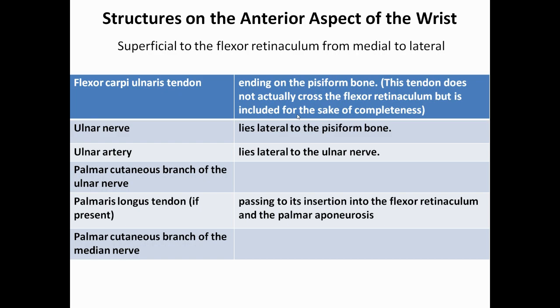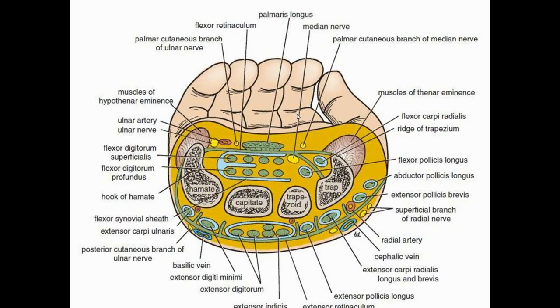Structures on the anterior aspect of the wrist. There will be flexor carpi ulnaris tendon, ulnar nerve, ulnar artery, palmar cutaneous branch of the ulnar nerve, palmaris longus tendon, and palmar cutaneous branch of the median nerve, and they are superficial to the flexor retinaculum and situated from medial to lateral.